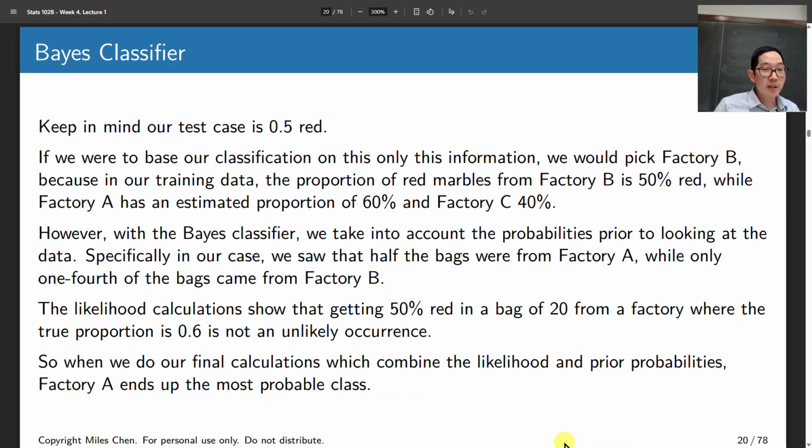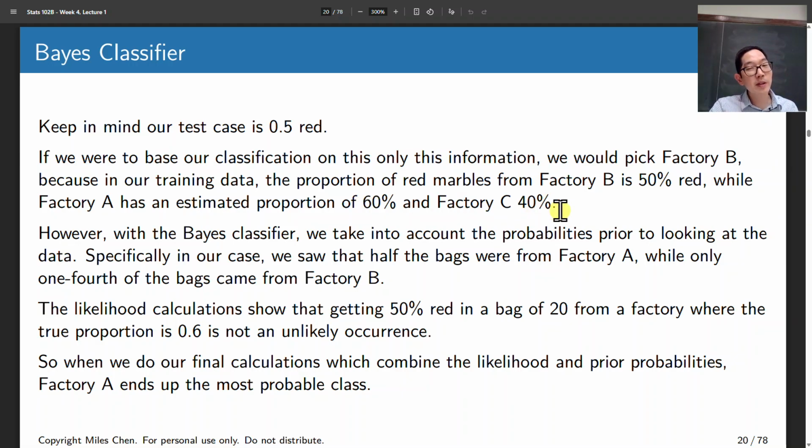So our test case was 50% red, okay? And so again, what the Bayes classifier does is it factors in the different pieces of information you have, right? If we were to base our classification only on the information that it was 50% red, we would have picked factory B, because in our training data, factory B produces bags that are 50% red on average, okay? Sometimes a little more, sometimes a little bit less, but on average 50% red. Whereas factory A does 60% red and factory C does 40% red.